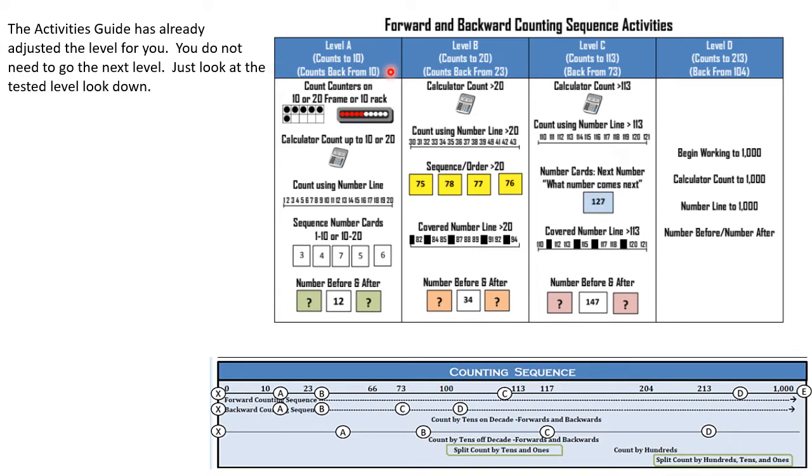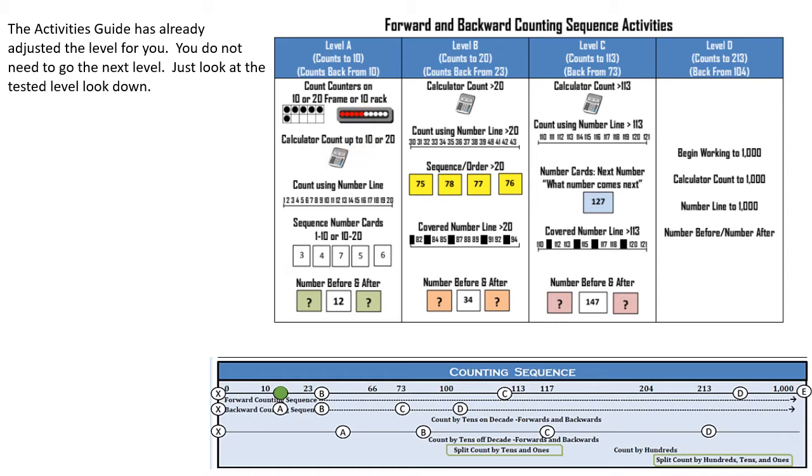So for example, take a look at this, okay? Say you have a student who tested at a level A. So you went through and filled out your framework and you plotted that right there. What this is designed to do is say, okay, I'm going to look at level A. And remember, level A means they could successfully count up to 10. So if you take a look here, it'll say, count counters on a 10 or 20 frame, or a 10 rack or 20 rack, or calculator count up to 10 or 20.